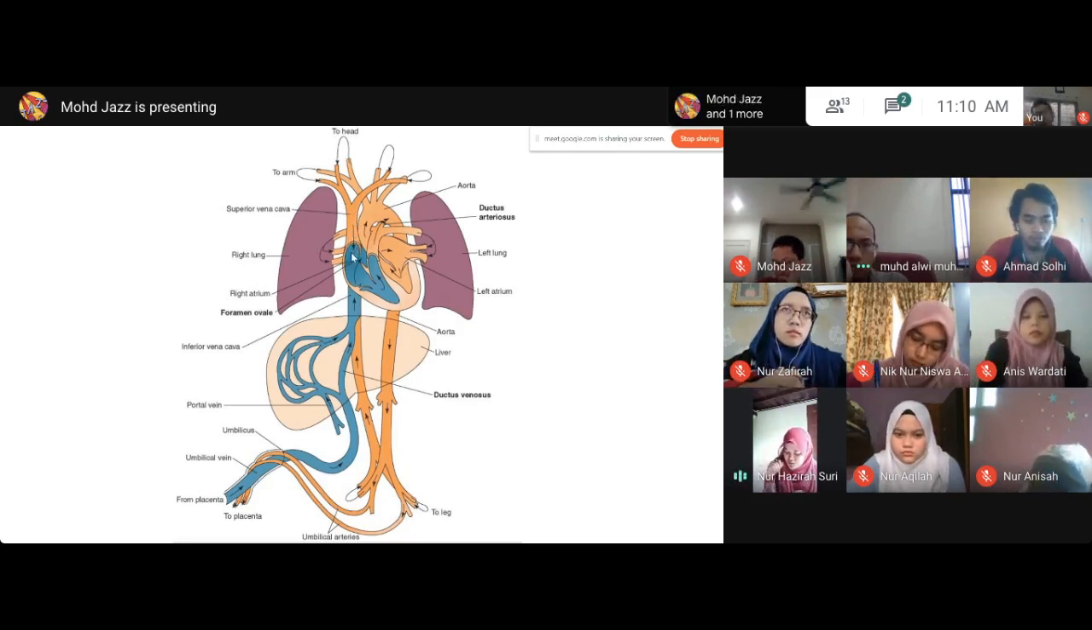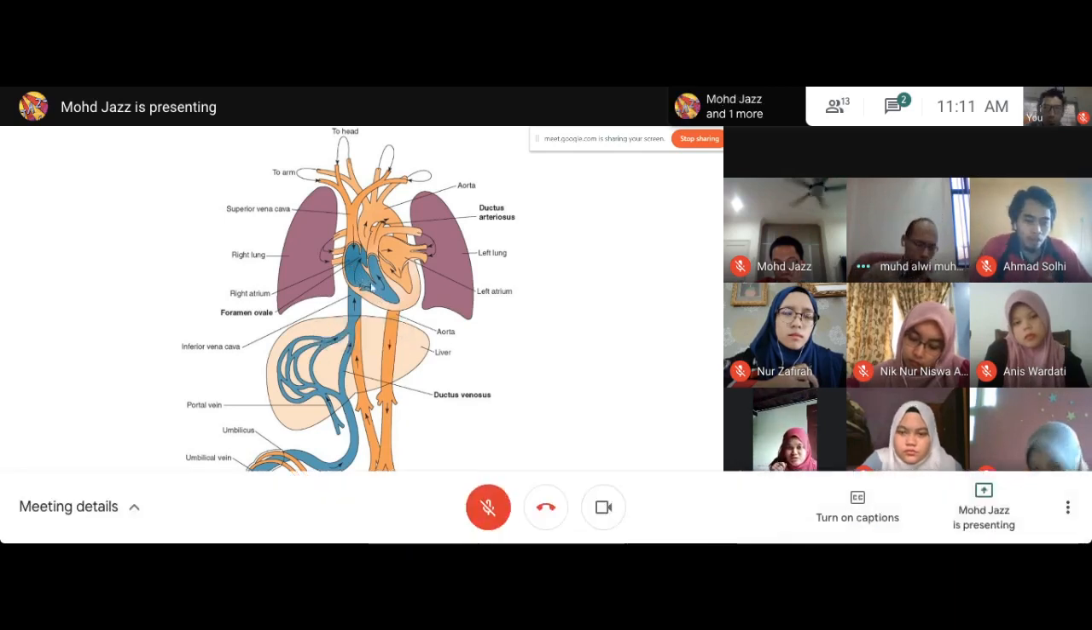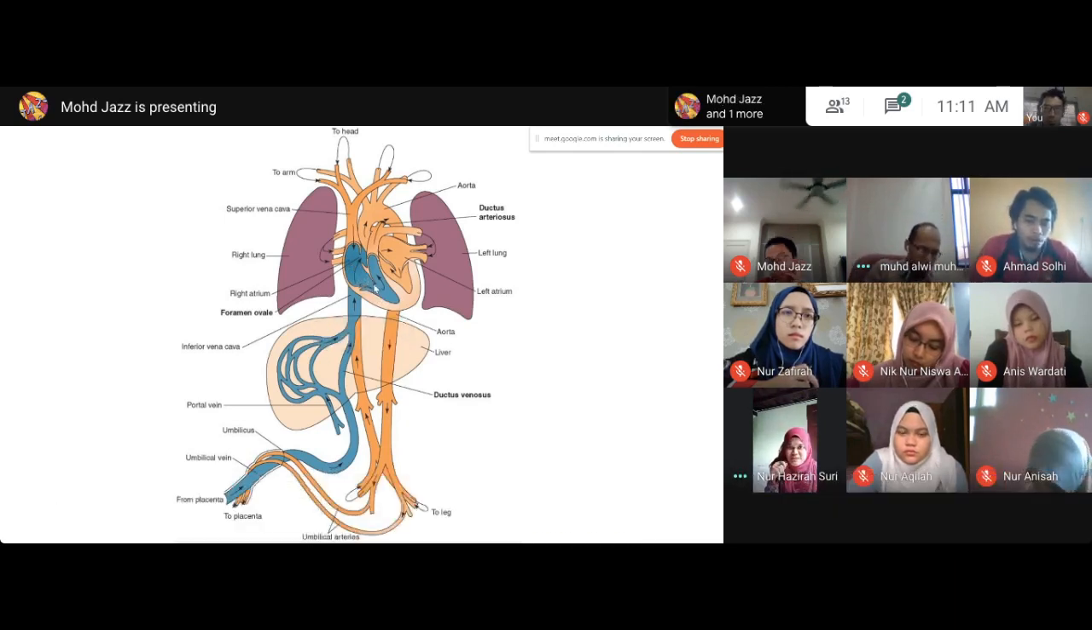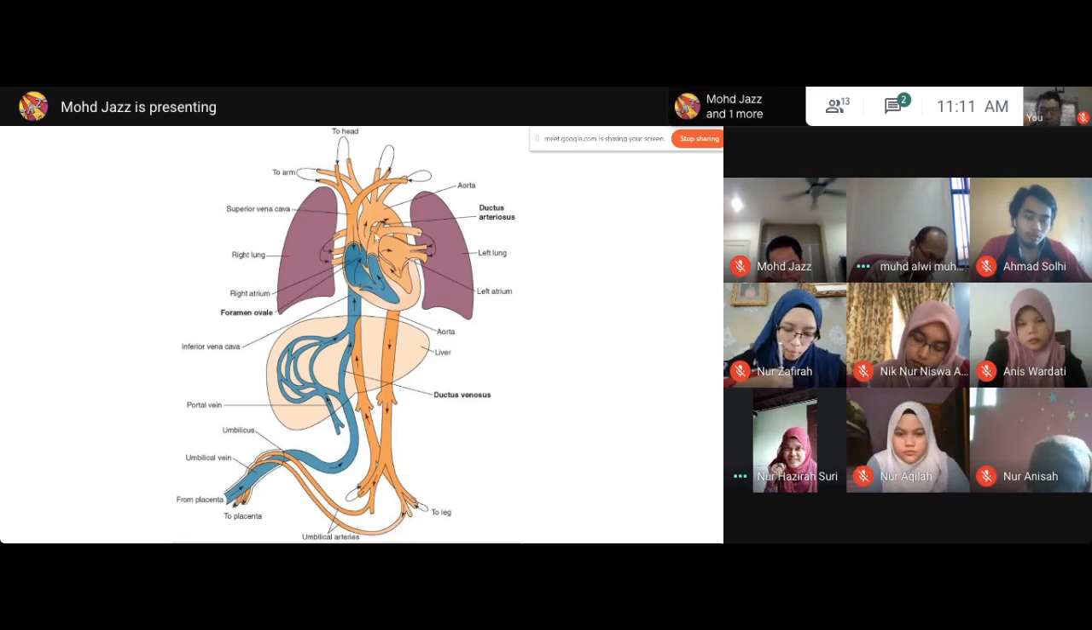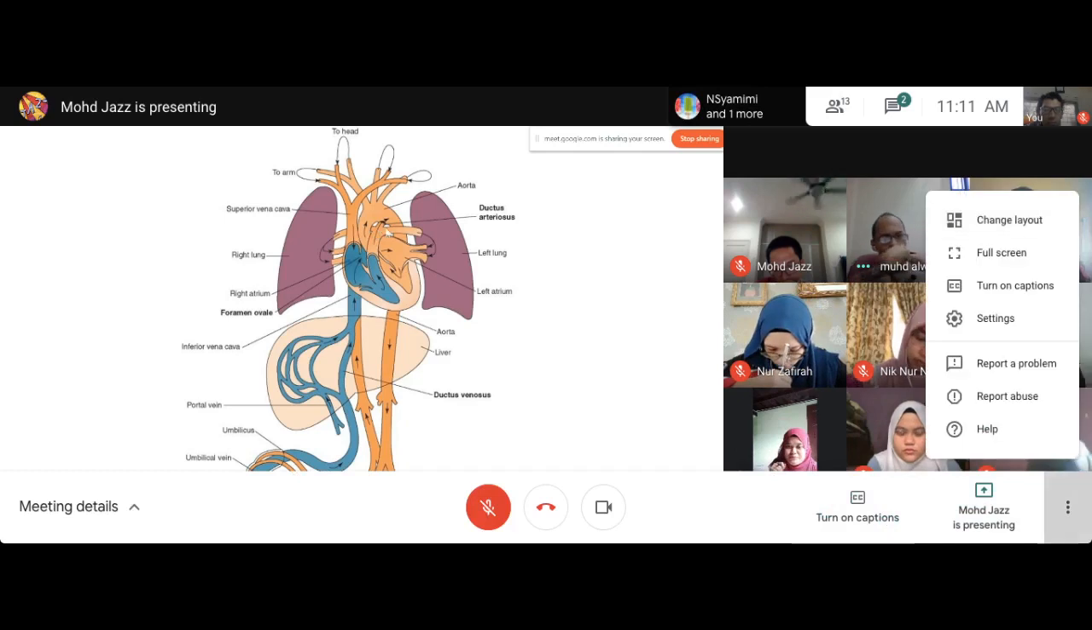So the less oxygenated blood in the superior vena cava will then enter the right atrium, and it will preferentially flow across the tricuspid valve into the right ventricle. Rather than going to the foramen ovale, it will cross the tricuspid valve into the right ventricle. And then from the right ventricle, it will be ejected to the pulmonary artery. Okay, in the pulmonary artery, only 5% will flow into the lungs.